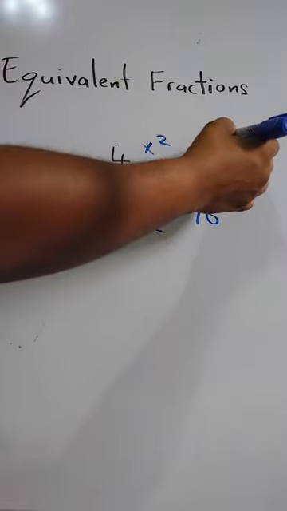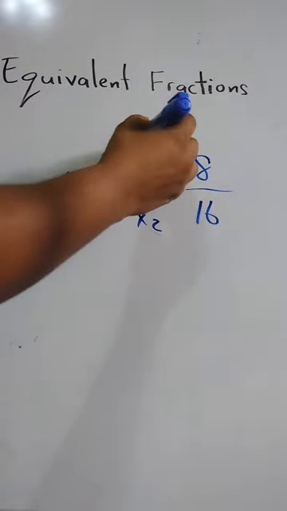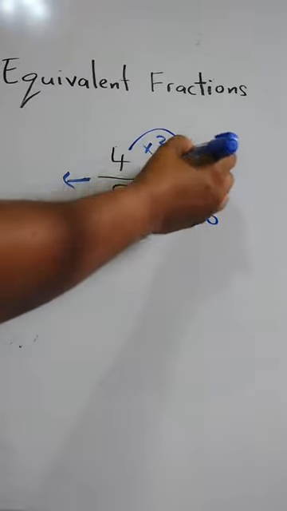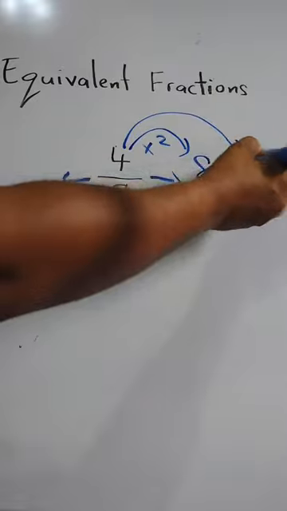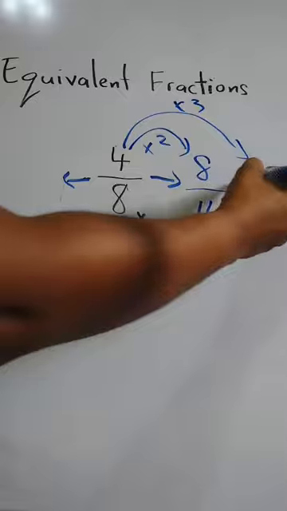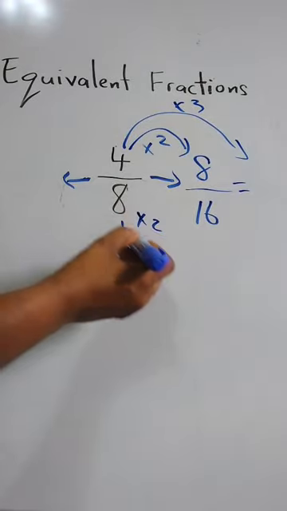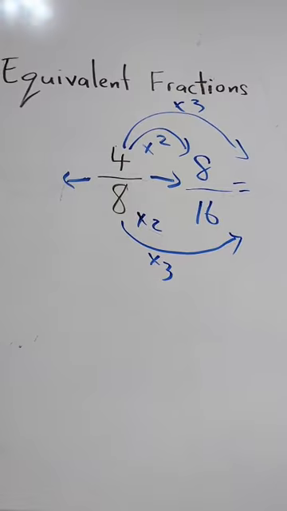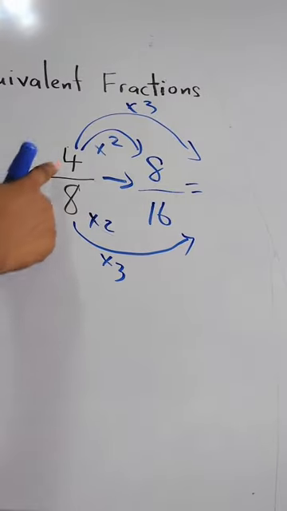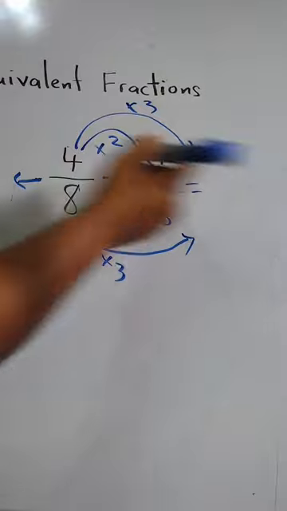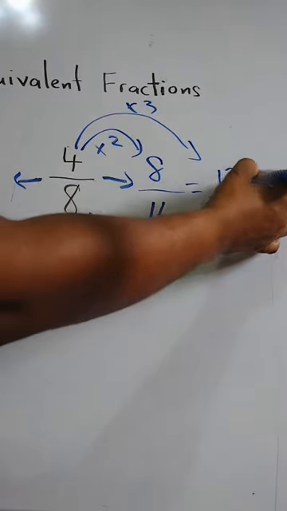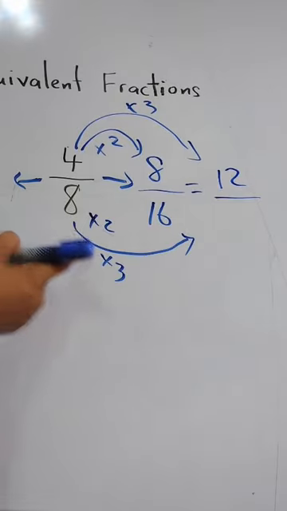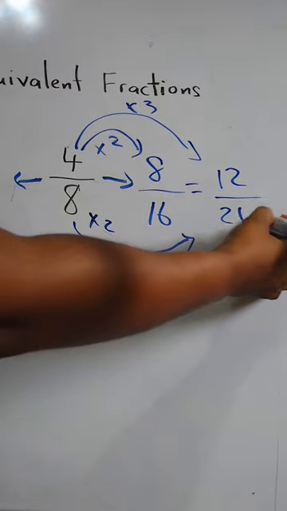Now I could keep going. I could decide to multiply by 3. What would I have gotten? I'm going to multiply both top and bottom by 3. What would I get? 4 times 3, that's 12. 8 times 3, that's 24.